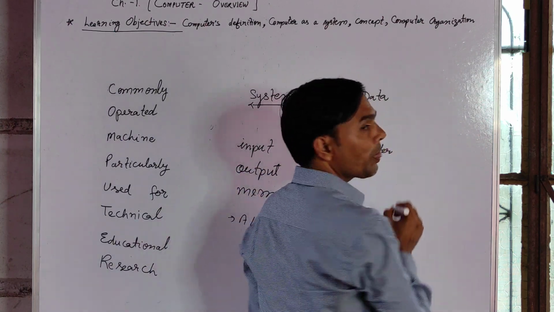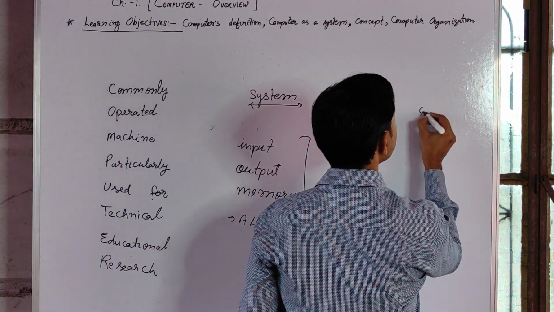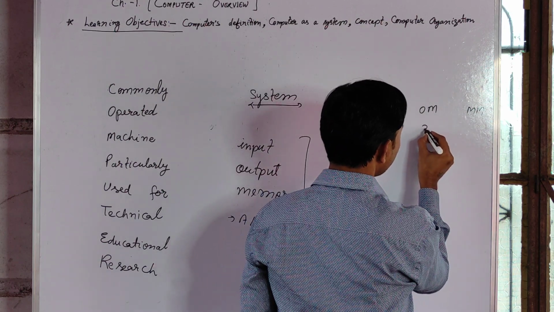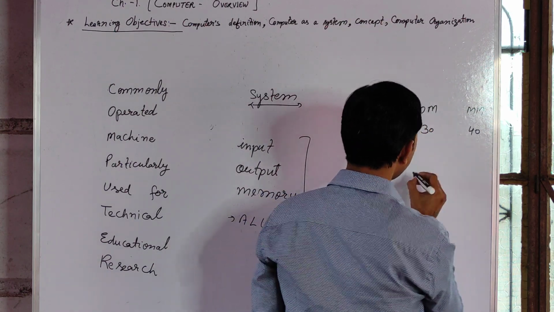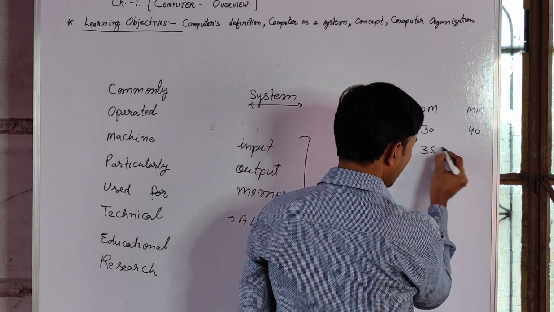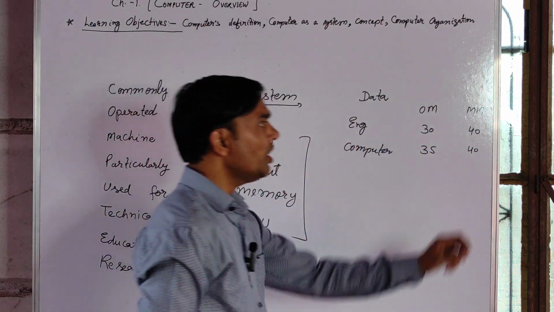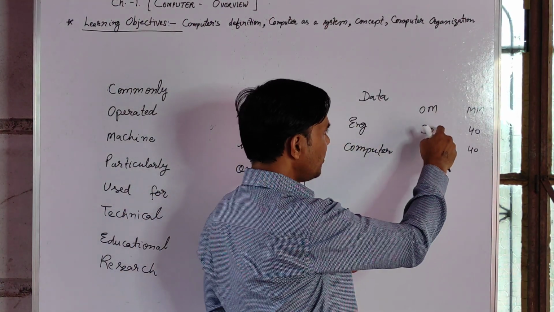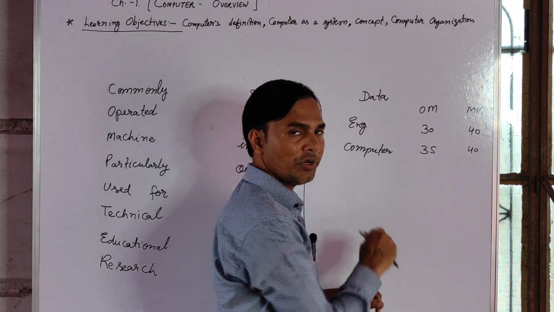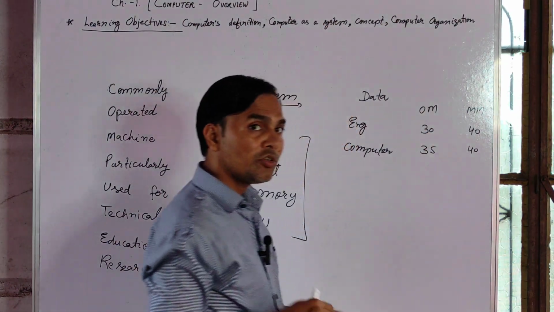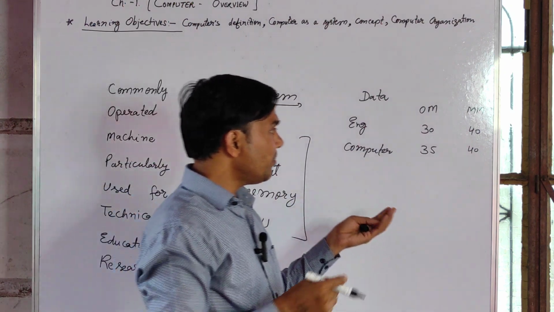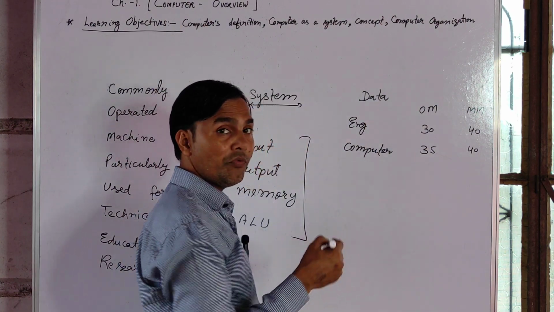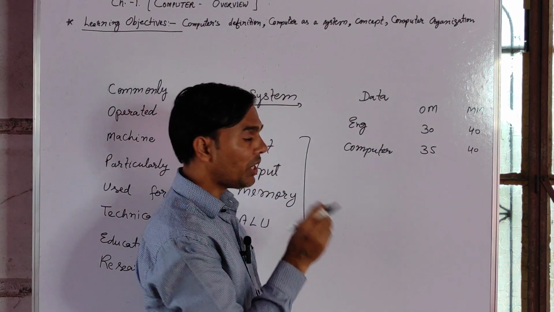Suppose I am getting obtained marks out of maximum marks. So here is 30, suppose out of 40, 35 out of 40. So I have taken two subjects. The obtained marks are 30 in English and 35 in computer, out of 40 in both subjects. So I want to transform this data into meaningful content or meaningful information. Suppose I want to find out the average here.